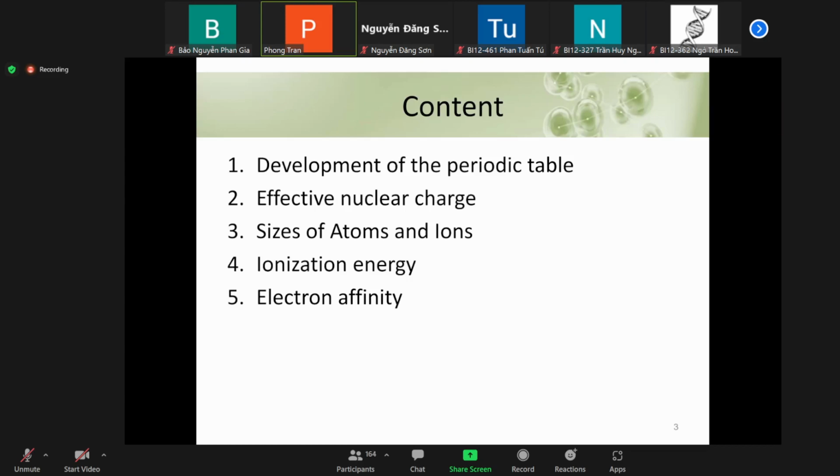And then we talk about the size of the atom and the ion, how the size will change when one atom receives one electron to become an anion, or removes one electron to become a cation. So in this case, what could be the size of an ion compared with the size of the neutral atom?